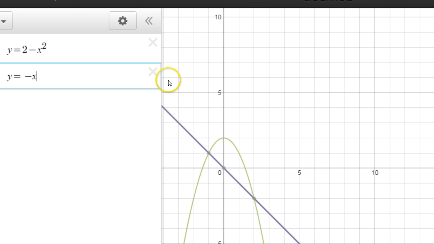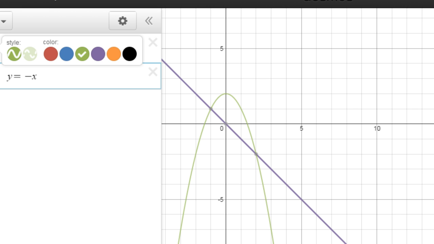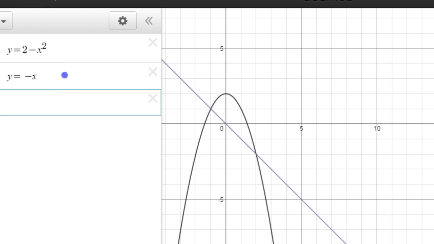Now let's say we look on Desmos and we see this actual graph that is working right here. The first one, the green one, let's actually change that to a darker color. That is just too dark. There we go, much better. So the first curve is going to be y equals 2 minus x squared, and the second curve is going to be y equals negative x.